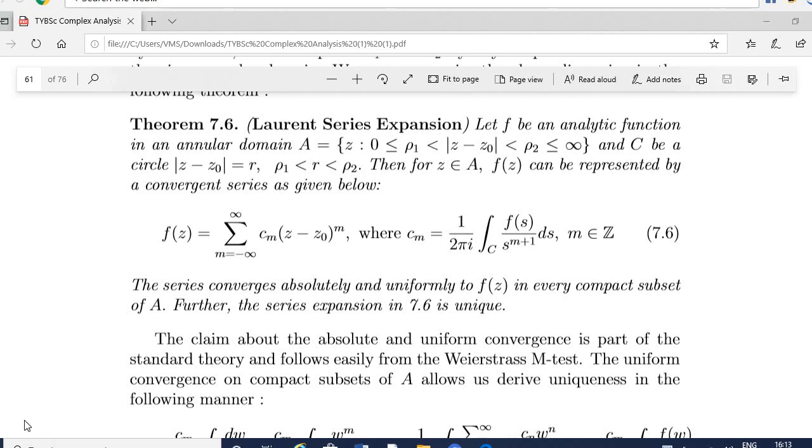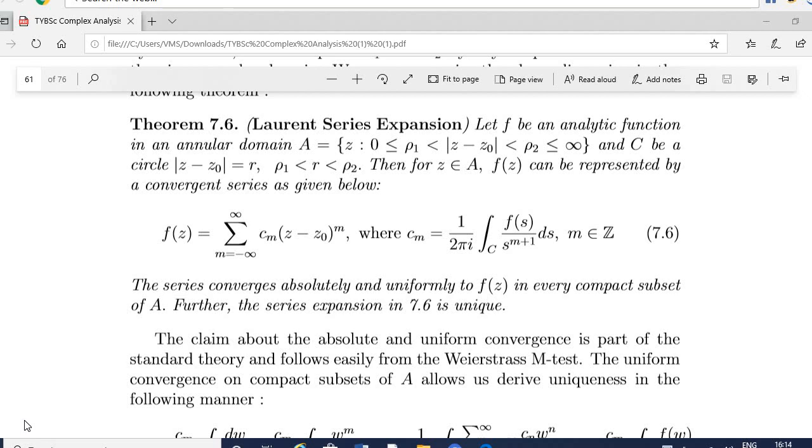In these lectures, we are basically going to learn what we mean by residues, and the main theorem that we are going to see is the Cauchy residue theorem. We shall see the statement of the theorem, the proof, and examples of the residue theorem. But before we do that, let us recall two main topics.